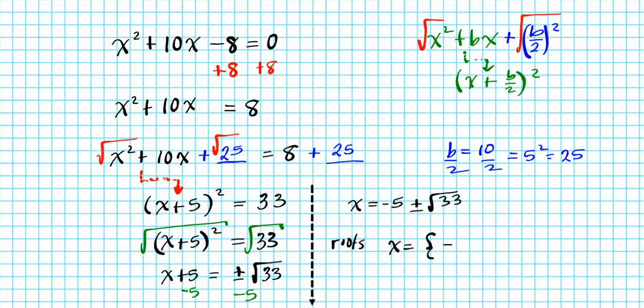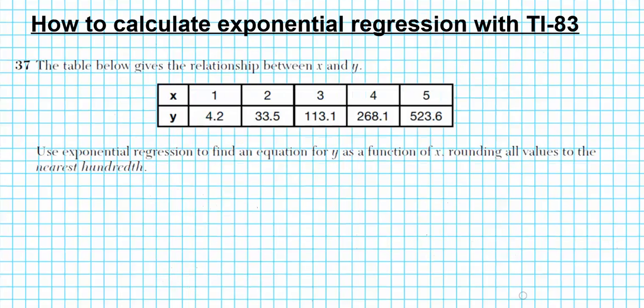The first one is negative 5 minus root 33. And then my second root is negative 5 plus root 33. Okay? So that is that.